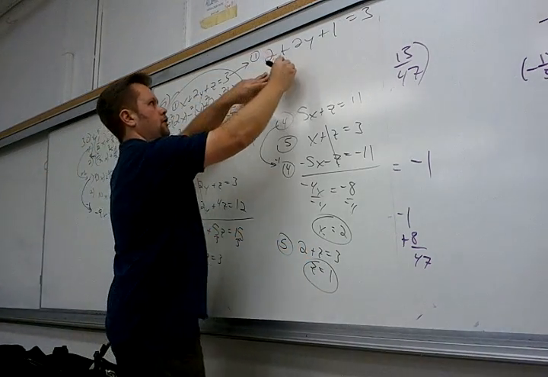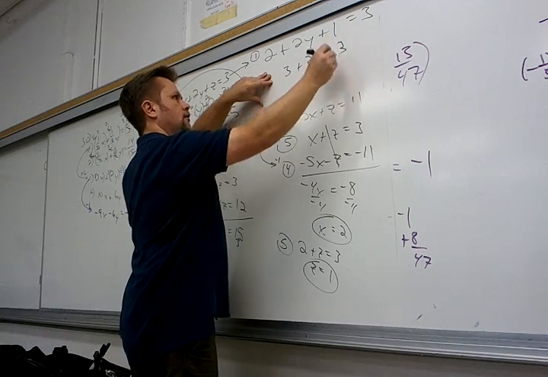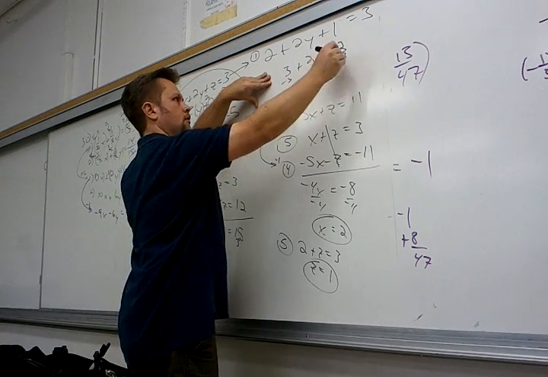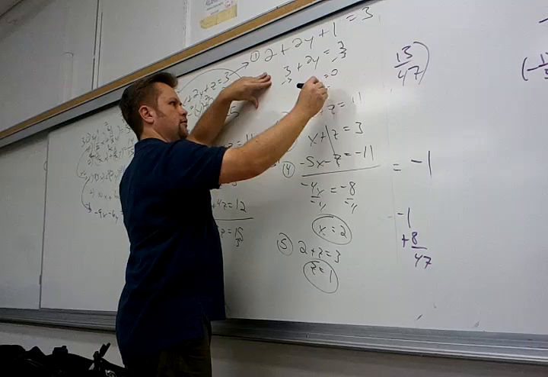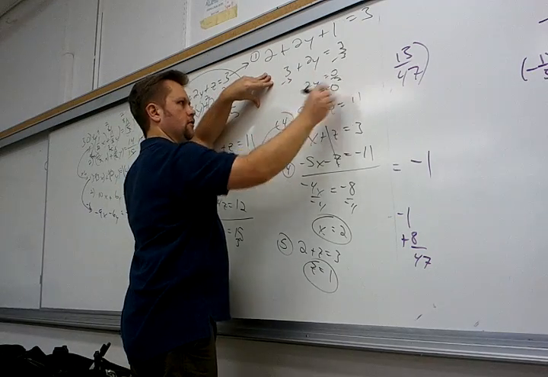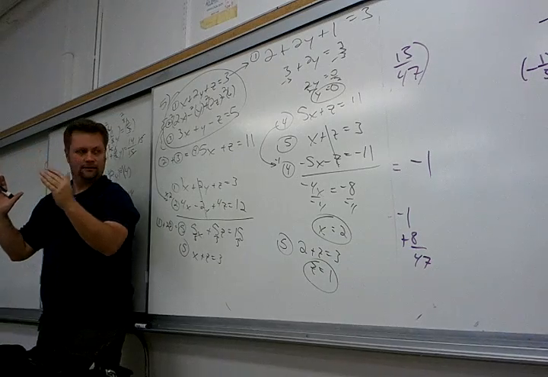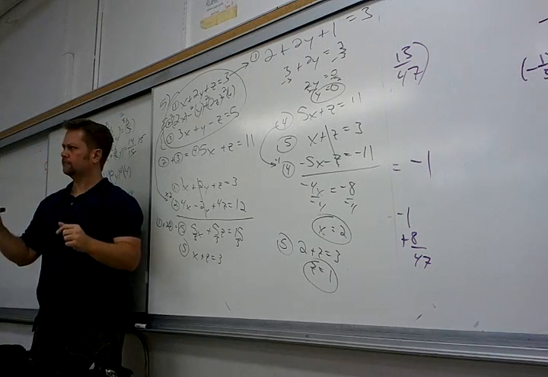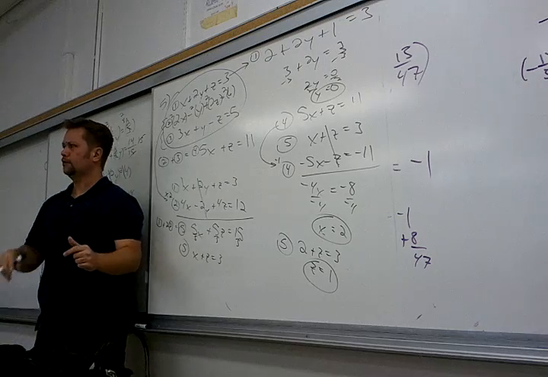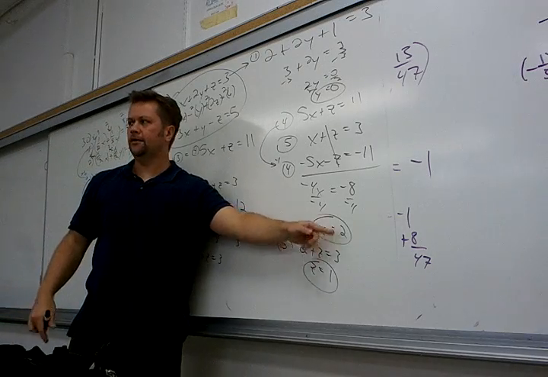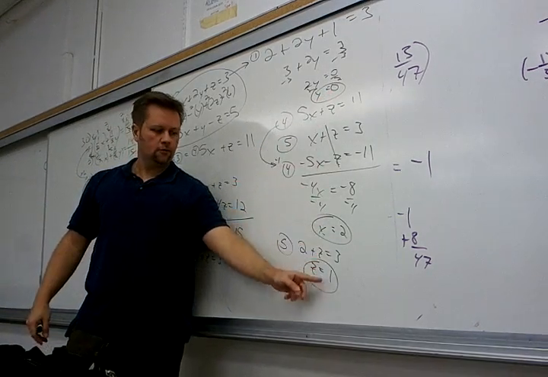3 plus 2y equals 3. Divide by, minus 3. 2y equals 0, so y equals 0. Can somebody tell me what the answer is? x, y, z. Ordered pairs. We got a solution: 2, comma, 0, comma, 1.